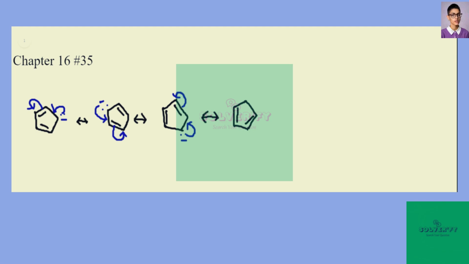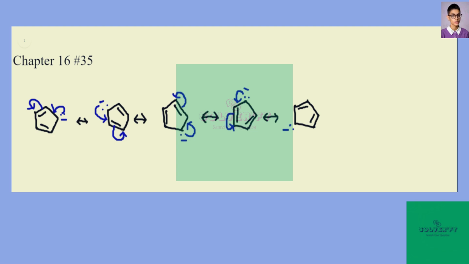And so now lone pair and negative charge here. And so lastly, we can move electrons like this. And so now our negative charge is here, our lone pair is here. And so what we've done is drawn a resonance structure for each of these carbons to have the lone pair and the negative charge on them.